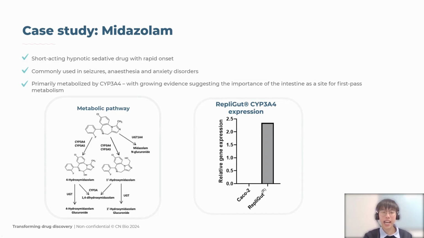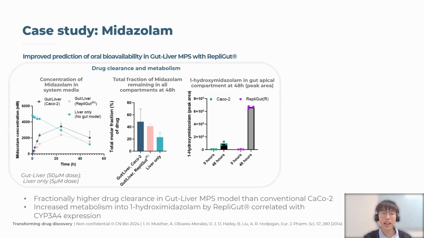The results of midazolam dosing suggested that there is a fractionally higher clearance in the model containing primary gut cells than the Caco-2 cell line. Peak area measurements also suggested a higher metabolism of the drug by the primary gut model compared to the Caco-2 model, and this correlates with the CYP3A4 expression in the models.